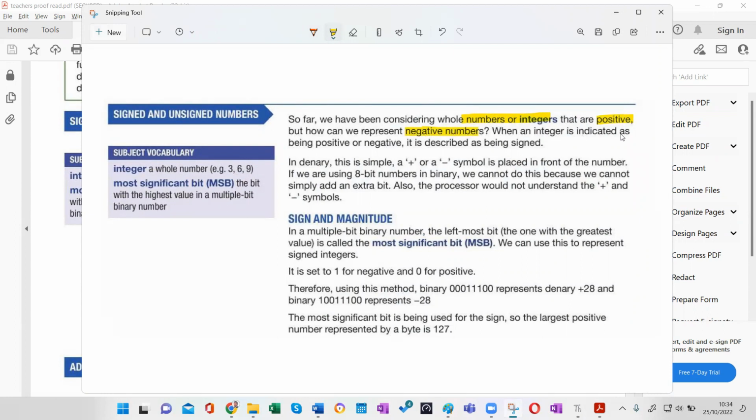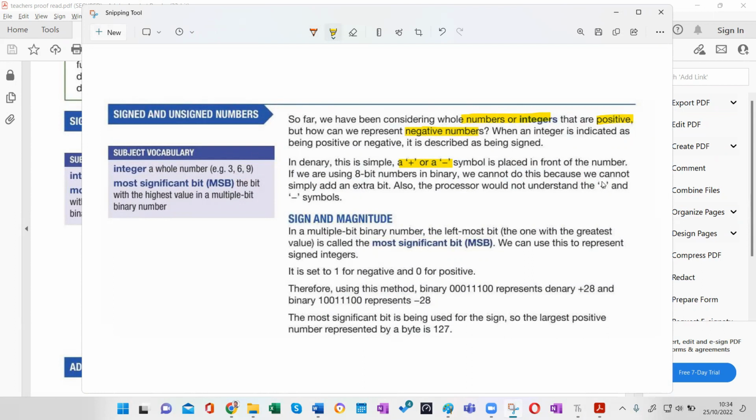When an integer is indicated as positive or negative in denary, we put a plus or minus symbol like this. But in binary, we can't do that. Even plus and minus are represented as binary in ASCII code; there's an 8-bit binary for plus and for minus as well. So how am I going to represent plus and minus? That's what we are going to talk about here.